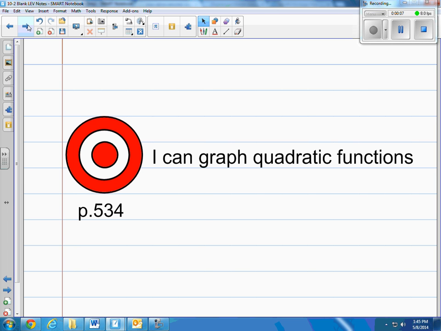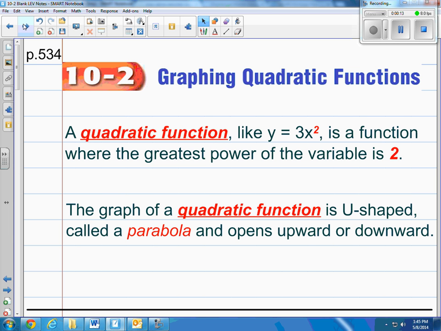Today's target, I can graph quadratic functions. Follow along on page 534. Let's take a look at graphing quadratic functions.